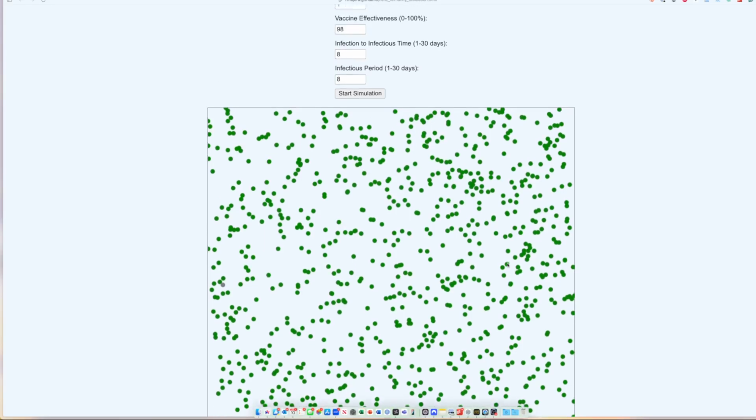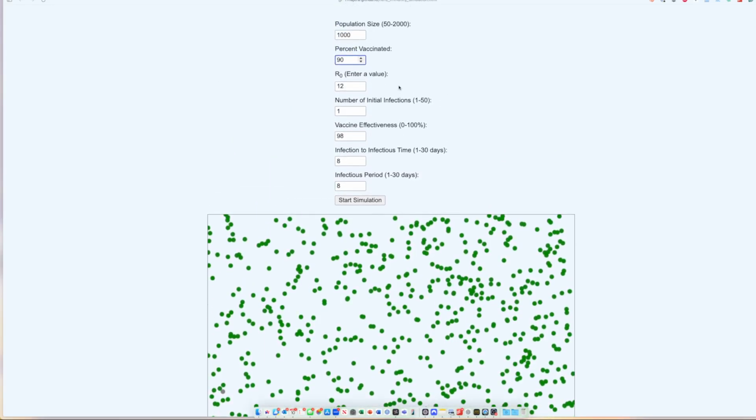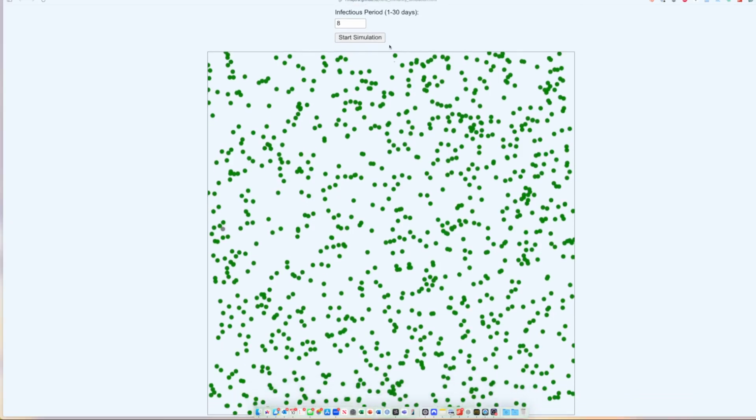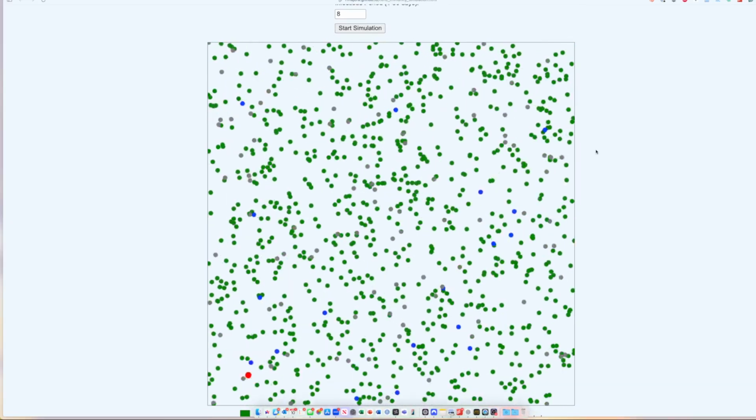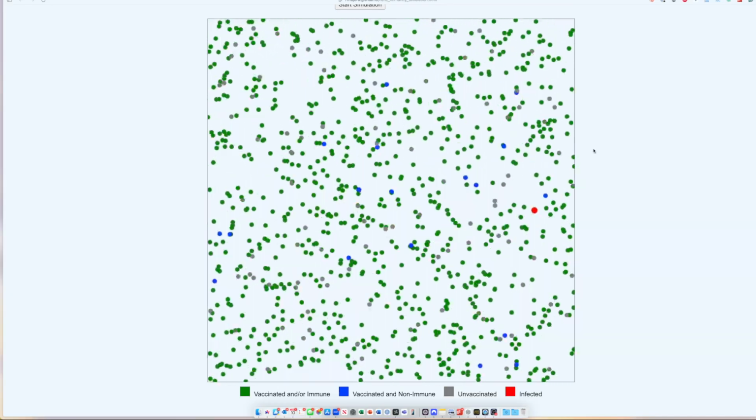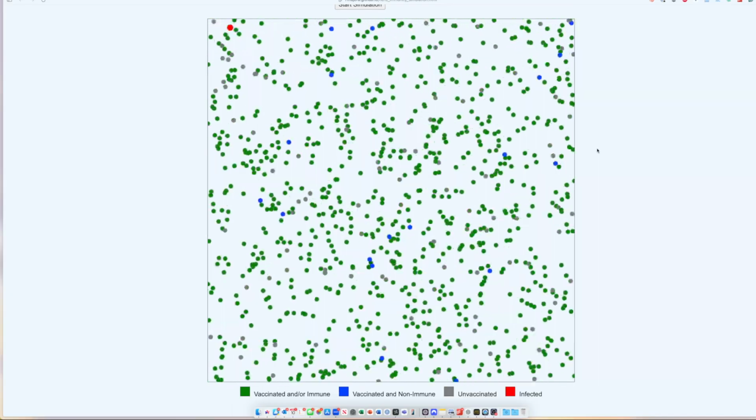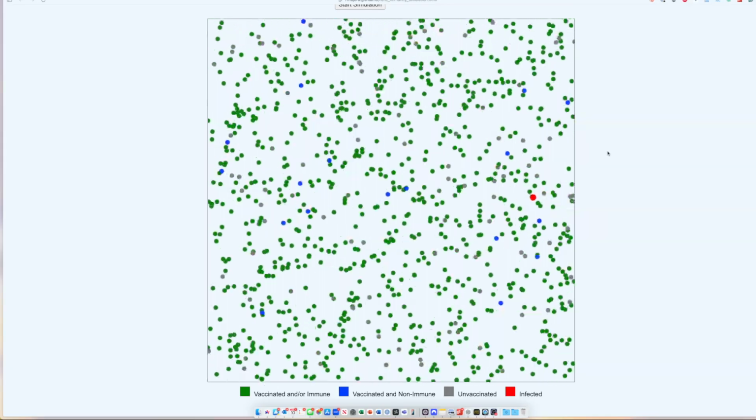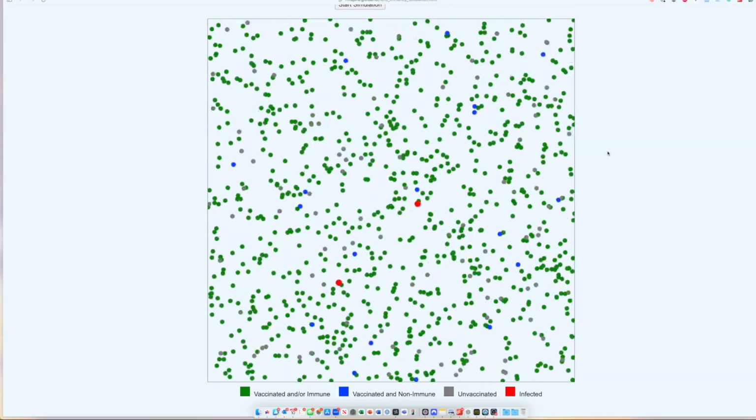And so now we're going to drop the percent vaccinated. So we're putting 100 people at risk plus an additional 2% at risk. And so we start that simulation. And so you have more blues because less of the vaccinated but not immune, and you have way more grays bouncing around in there.